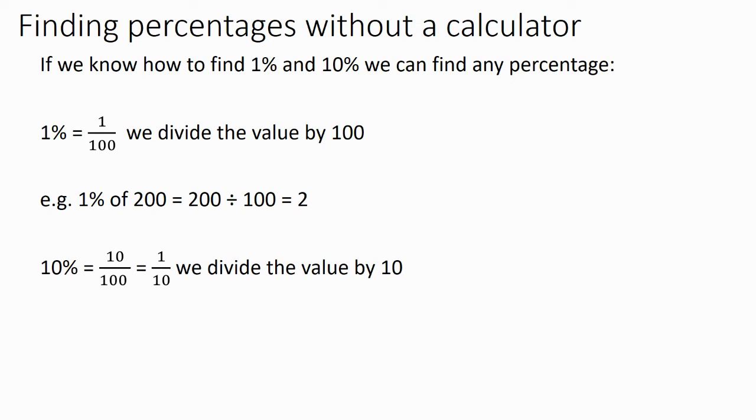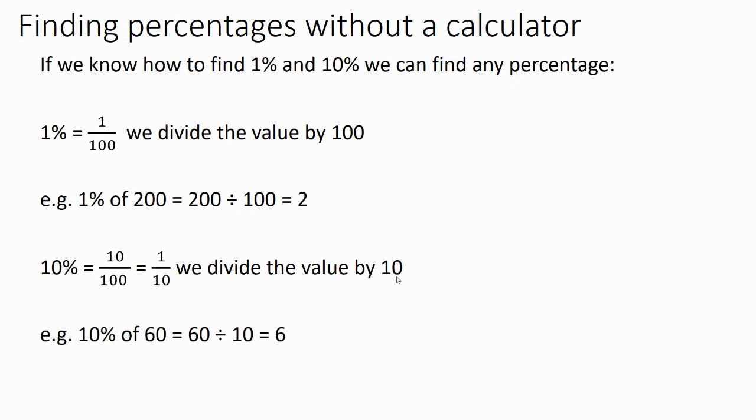To find 10% of a number, we would divide by 10, because it's 10 out of 100, which simplifies to 1 out of 10. We would then divide whatever value we wanted to find the percentage of by 10 to find 10%. For example, 10% of 60 is 60 divided by 10, which gives us 6.